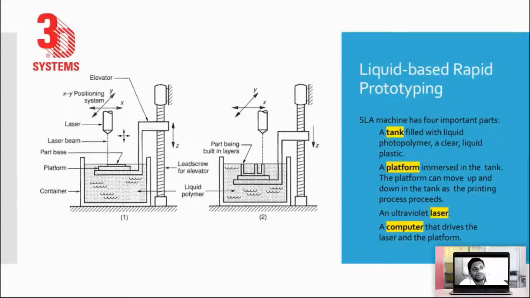In stereolithography, which is also a liquid-based rapid prototyping system, we initially have the material in liquid state. Then we put in our curing system so that we can harden or solidify the product. Now there are four important things required for this process. Number one is the tank. This is the tank.